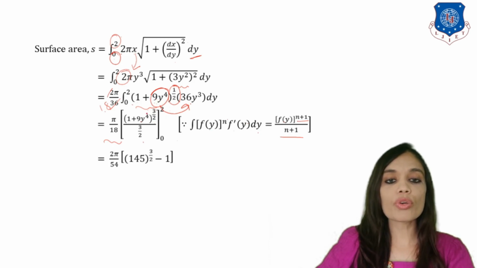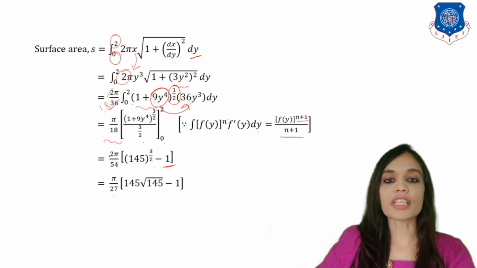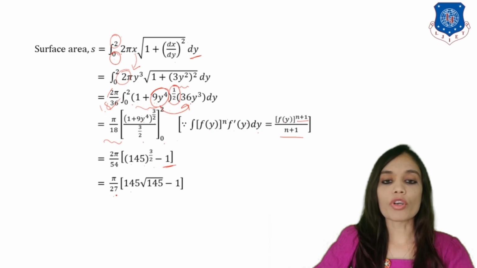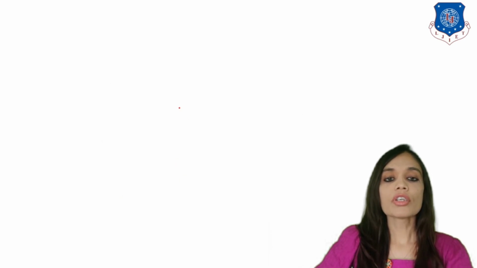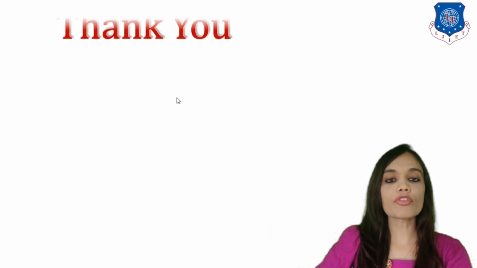Now first put 2 in place of y. So you will get 145 raised to 3 by 2. Now put 0 in place of y. So you will get 1. So the final answer of the surface area is pi upon 27 times (145 root 145 minus 1). I hope you have understood throughout the session. Thank you for watching.